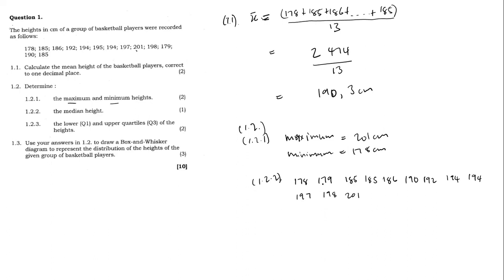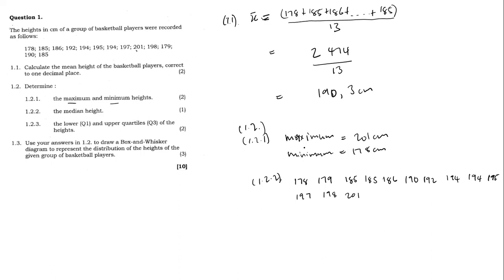178, 179, 185, 185, 186, 190, 192, 194, 194, 197, 198, and then here we have 201. 1, 2, 3, 4, 5, 6, 7, 8, 9, 10, 11, 12, and 13. Okay, even in the exam, guys, confirm, because you can make mistakes.